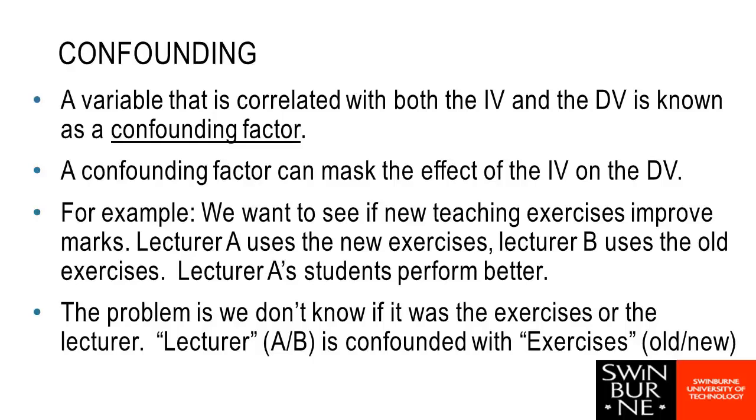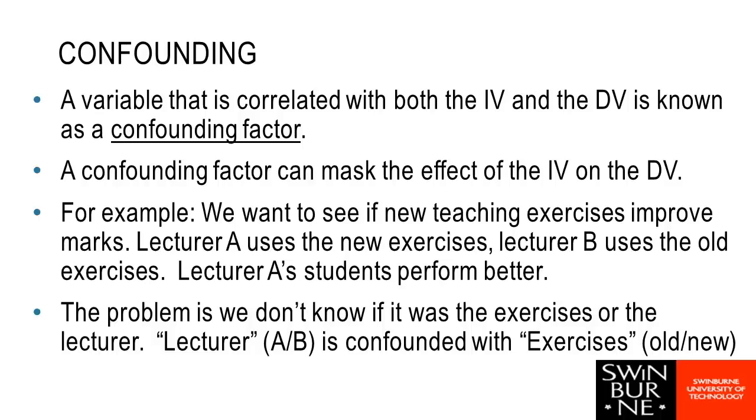So one last thing for us to consider when we're looking at an experimental design is what's called confounding. A confounding factor is even more of a problem than a nuisance variable, because a confounding factor is correlated or related to both the independent variable and the dependent variable. And this is a big problem because it can mask what effect the independent variable is having on the dependent variable.